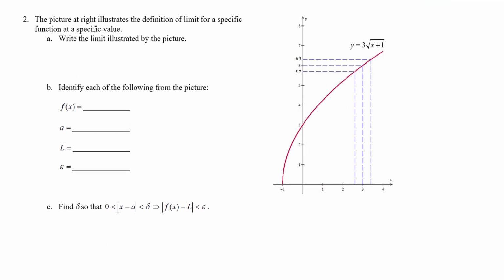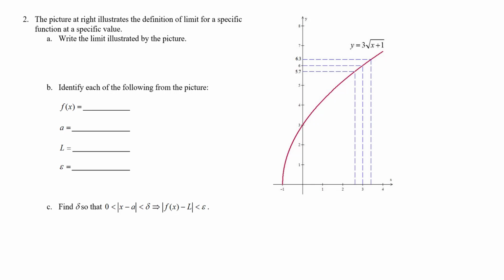Okay, so let's scroll up and look at another problem here. This one is a different function, and it's given to us in the form of a graph instead of in mathematical symbols necessarily. So we have to look at the graph and interpret that a little bit. I have the function y equals 3 times the square root of x plus 1. I see all these dashed lines. On the y-axis, I notice I have some dashed lines centered at 6, and then up to 6.3 and down to 5.7. On the x-axis, I have this region around 3.